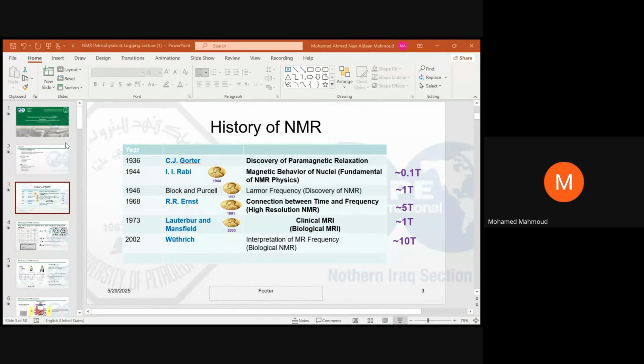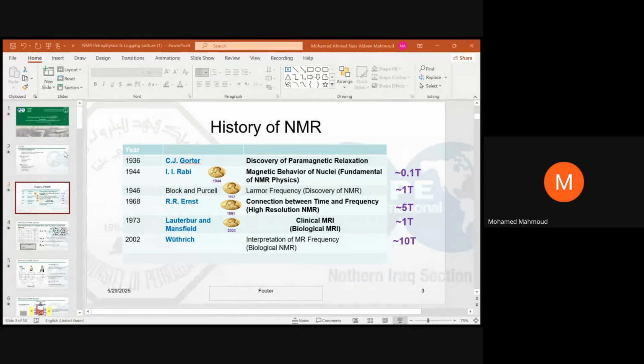Spin is a property of the nucleus, which actually describes the unpaired neutrons. In this case, we have, for example, hydrogen. Its spin number is half. Hydrogen 2 is 1. Carbon 12 is 0. Carbon 13, for example, has a spin property of half.